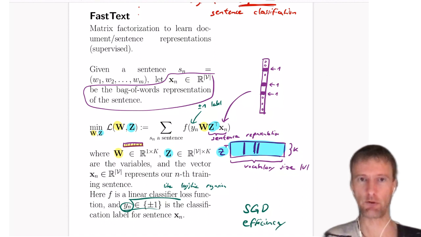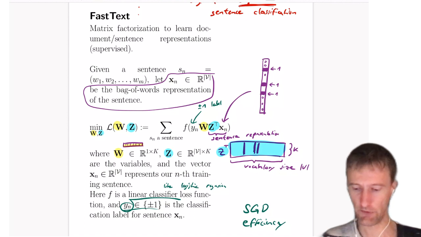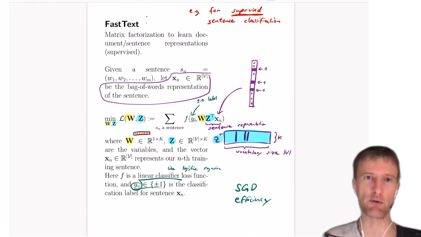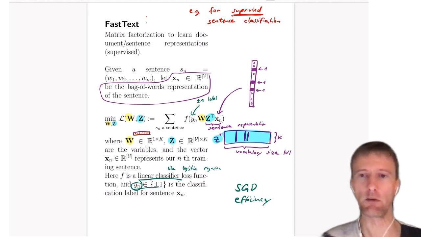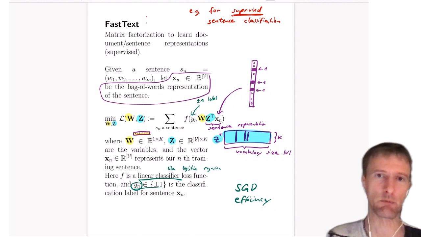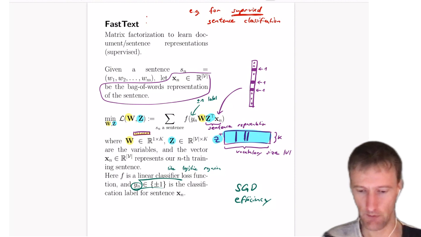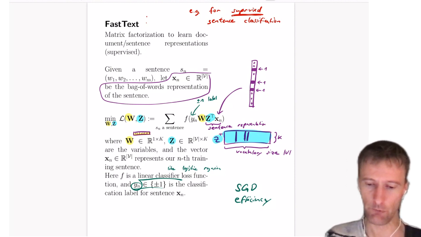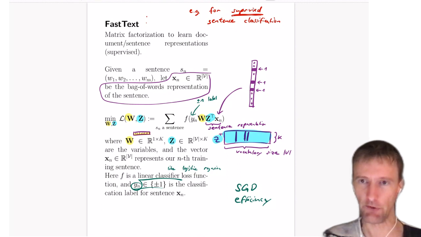This algorithm is hard to make fast on a GPU, but even on modern CPUs, on multi-core, this runs extremely fast and is much faster than most other even GPU-based text classification models. So it's a very, very nice way to do supervised text classification.